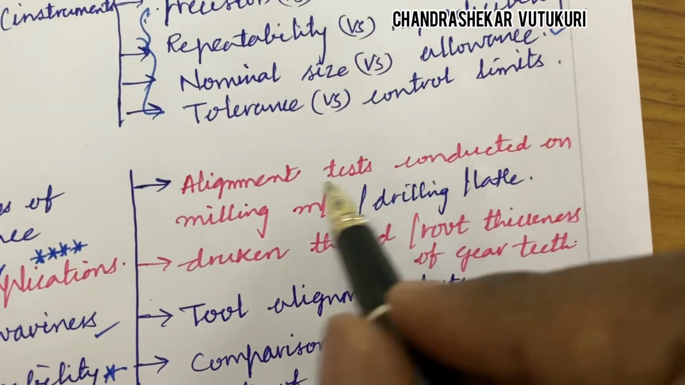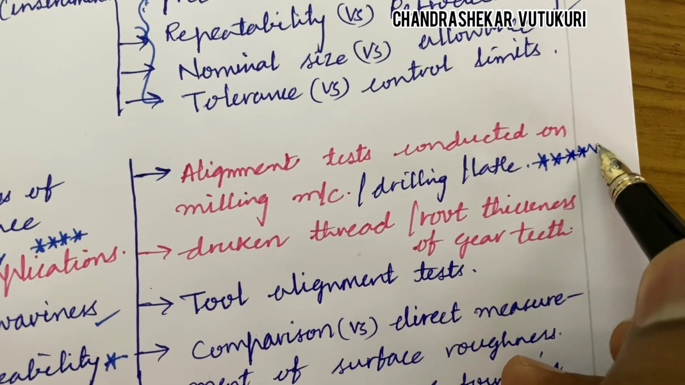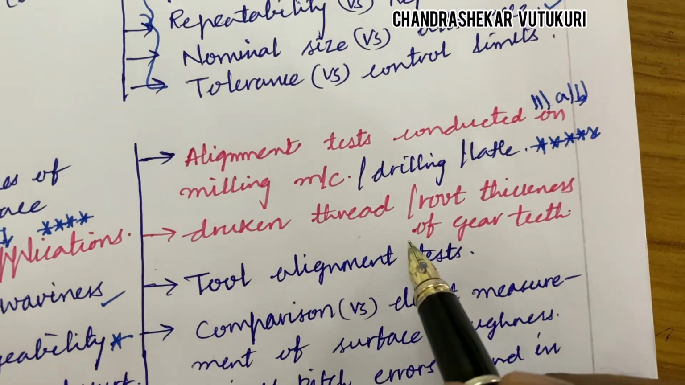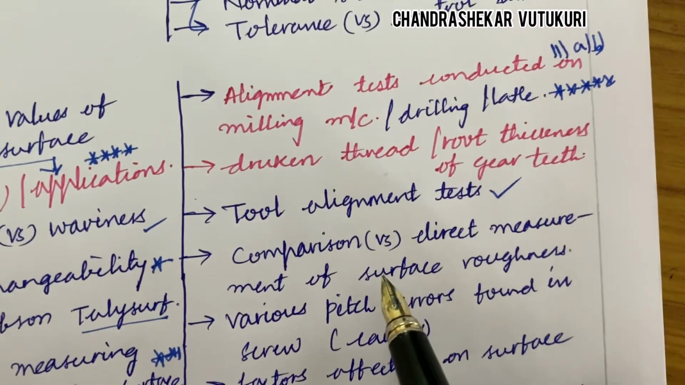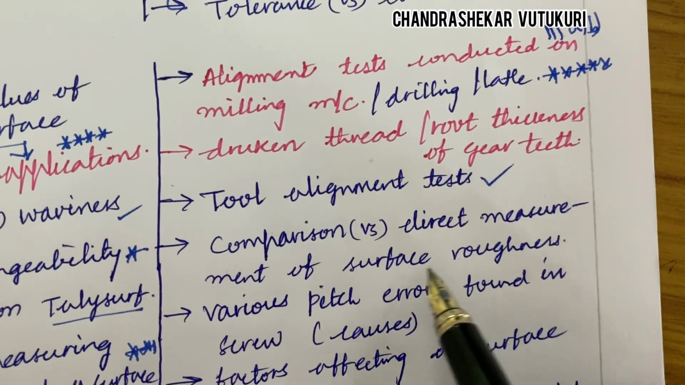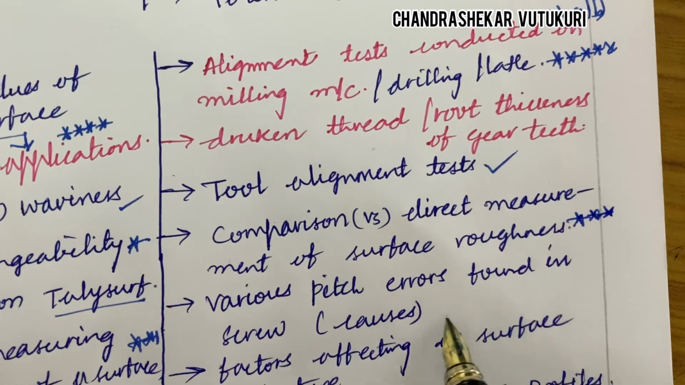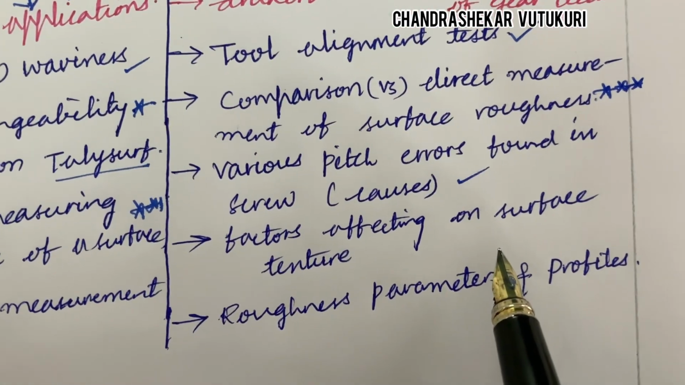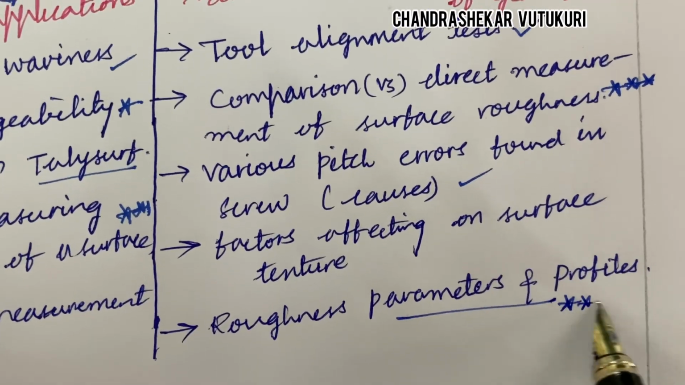Alignment test conducted on a milling machine, drilling machine or a lathe is said to be one of the topmost and gunshot questions which may occur in your question paper, either 11A, 11B. Screw thread or root thickness of gear teeth. Machine tool alignment test as well as comparison versus direct measurement of surface roughness is said to be a topmost question. Various pitch errors found in a screw and what are its causes. Factors affecting surface texture and the roughness parameters and profiles. This is all about metrology, dear students.